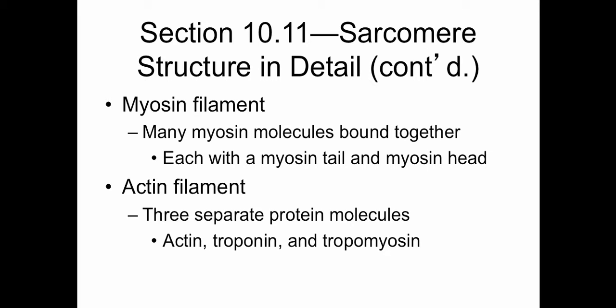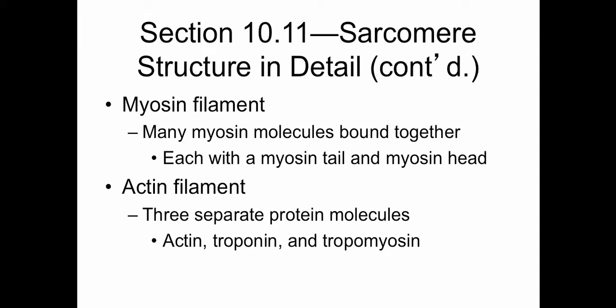The sarcomere structure is made up of the myosin filament and the actin filament. Many myosin molecules bind together to make the myosin filament. They each have a myosin tail and a myosin head. In the actin filament, there are 3 separate protein molecules: actin, troponin, and tropomyosin.